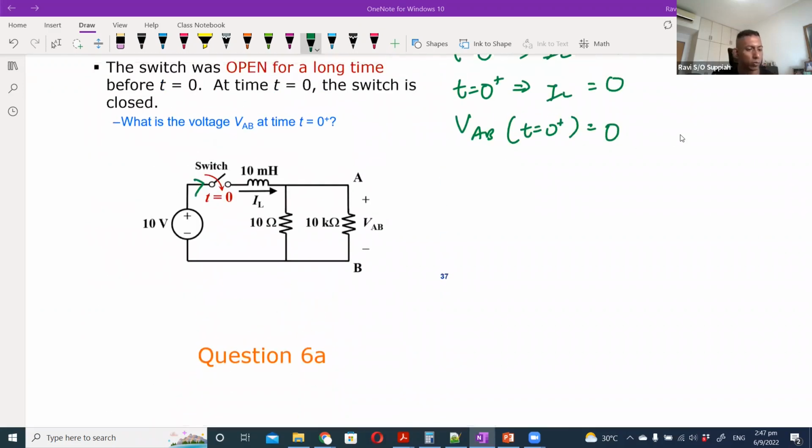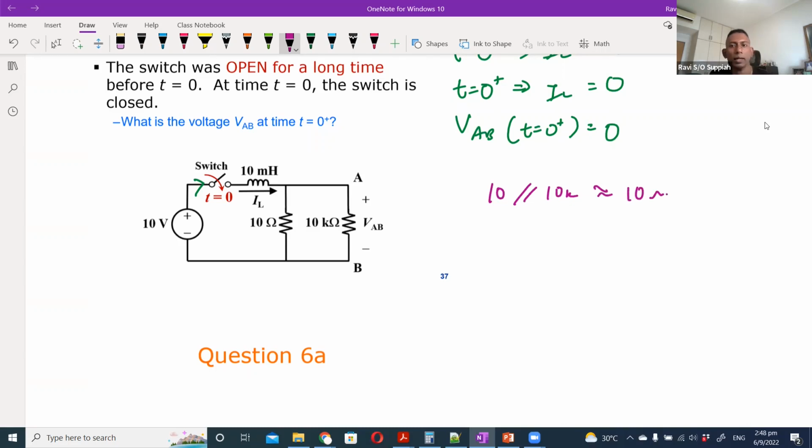Okay, so let's look at this. To find this, we need to understand how the circuit is going to behave once I flip the switch. Once I flip the switch, current starts to flow through the inductor. Here we can simplify the circuit a bit. When the current flows, there are two parallel resistors, 10 ohm and 10 kilo ohm. If you calculate 10 parallel with 10K, you will see that it's approximately 10 ohm.